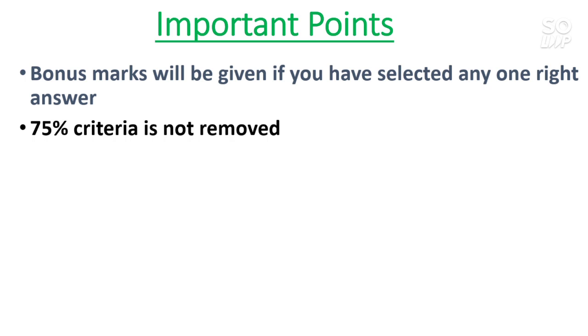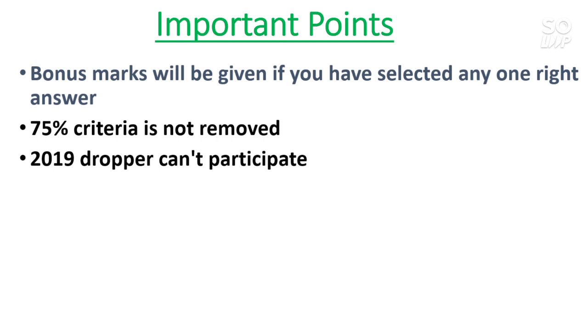The 75% criteria is not removed. You need to score 75% or above, or be in the top 20 percentile in your state board, to get admission in NIT, triple IT, IIT. And one more important thing: 2019 droppers can't participate in this year's JEE Advanced exam. So for 2019 students it is not possible to participate this year.